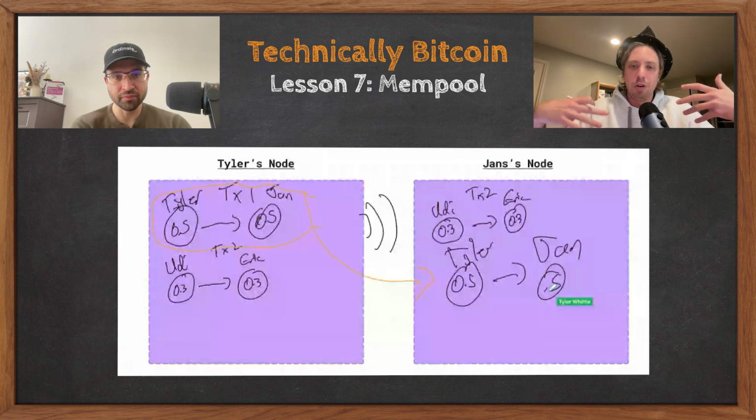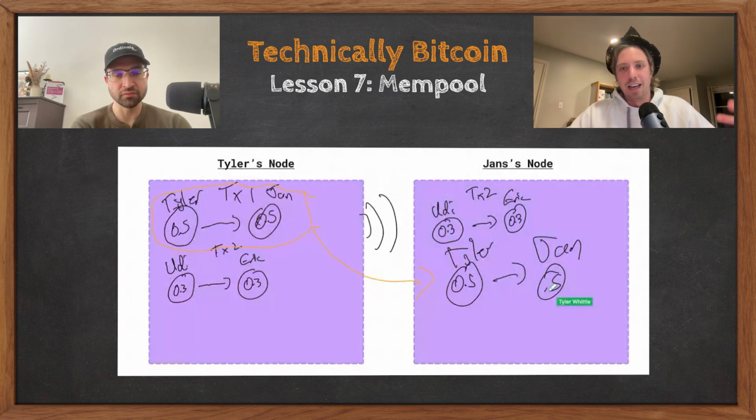So everyone who's running a node has their own idea of the mempool, and they're connecting to other nodes and saying, hey, Jan, I see you. Here's my list of unconfirmed transactions. Have you heard about all of these? And your node may say, well, actually, no, I hadn't. Thanks for letting me know. I'm going to add this one to my mempool now too. And so this is actually how transactions propagate around the Bitcoin network.